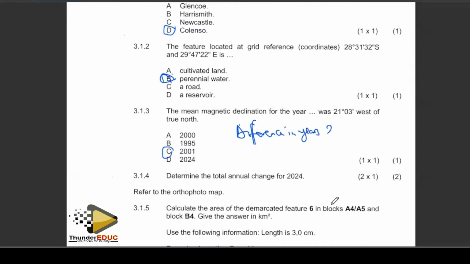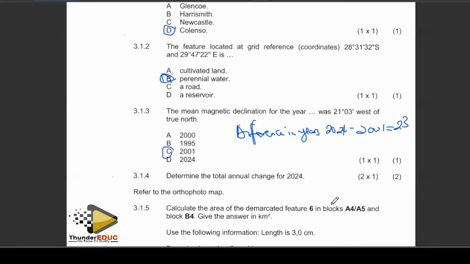What is the difference in years? We want to calculate 2024 minus the year on the map. We are saying it was 2001, to see how many years have passed. 2024 minus 2001, that's 24 minus 1, which is 23 years.